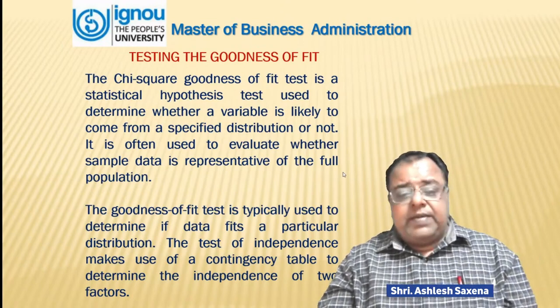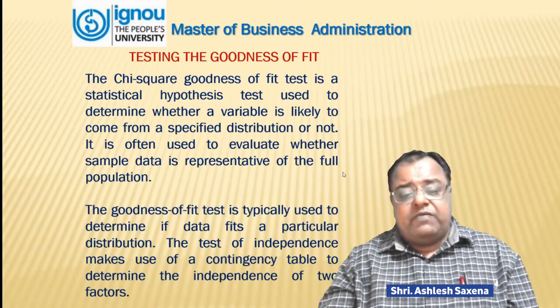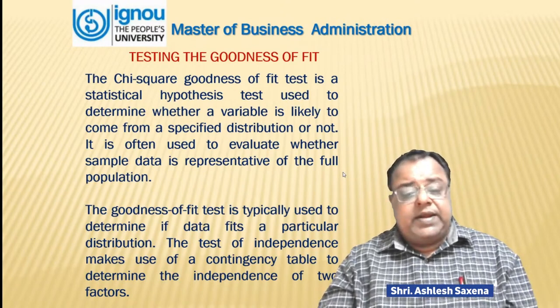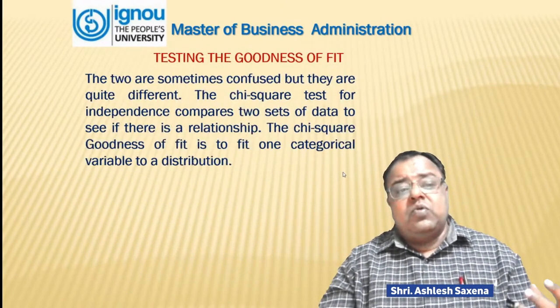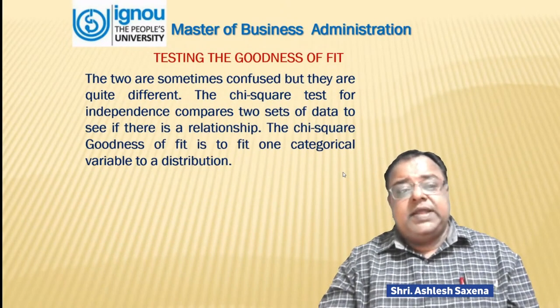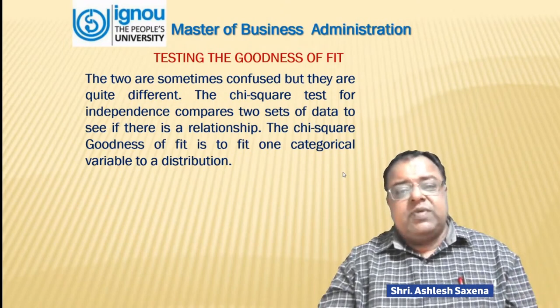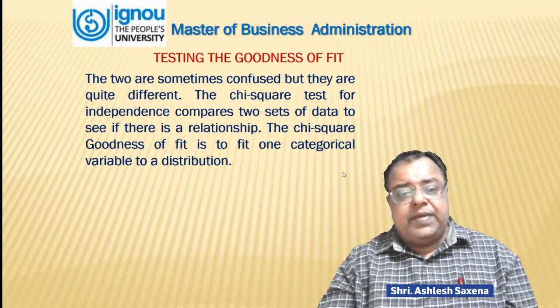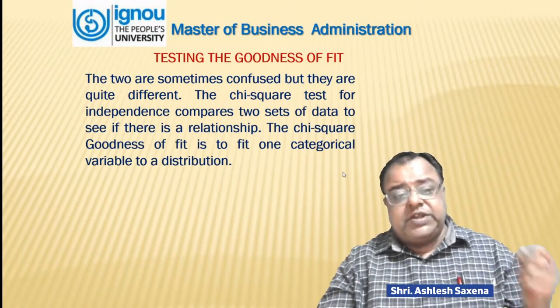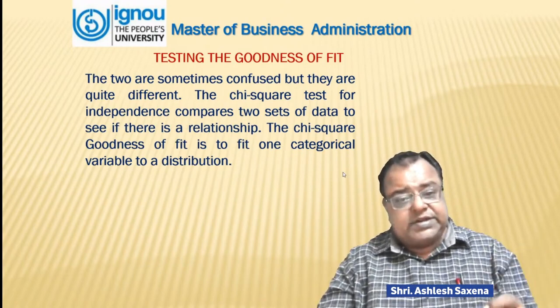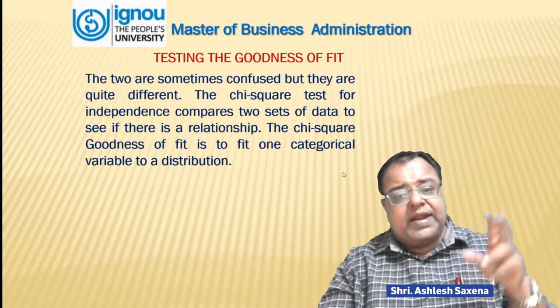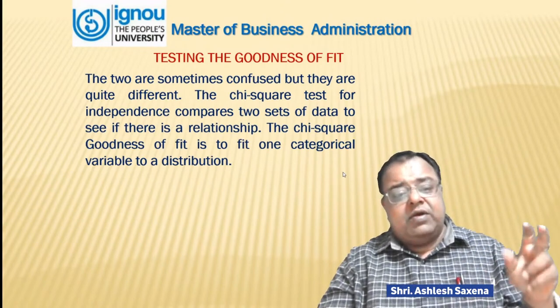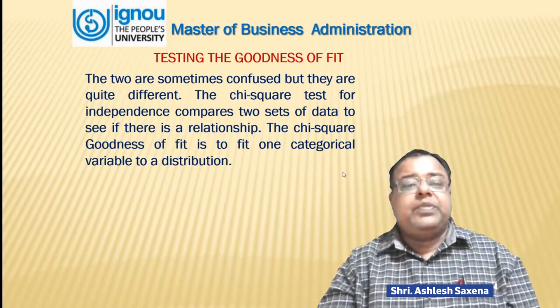The test of independence makes use of a contingency table to determine the independence of two factors. The two are sometimes confused, but they are quite different. The chi-square test for independence compares two sets of data to see if there is a relationship. The chi-square goodness of fit is to fit one categorical variable to a distribution.